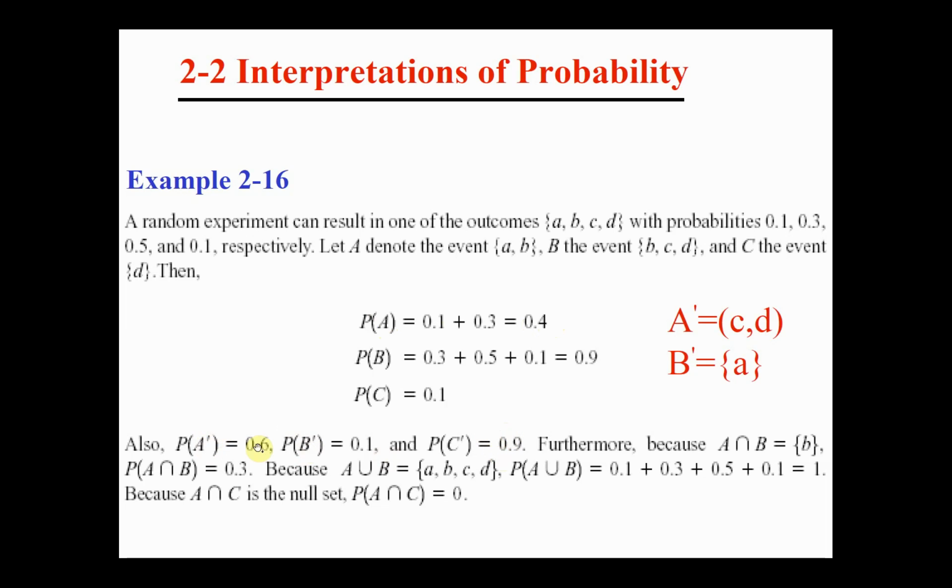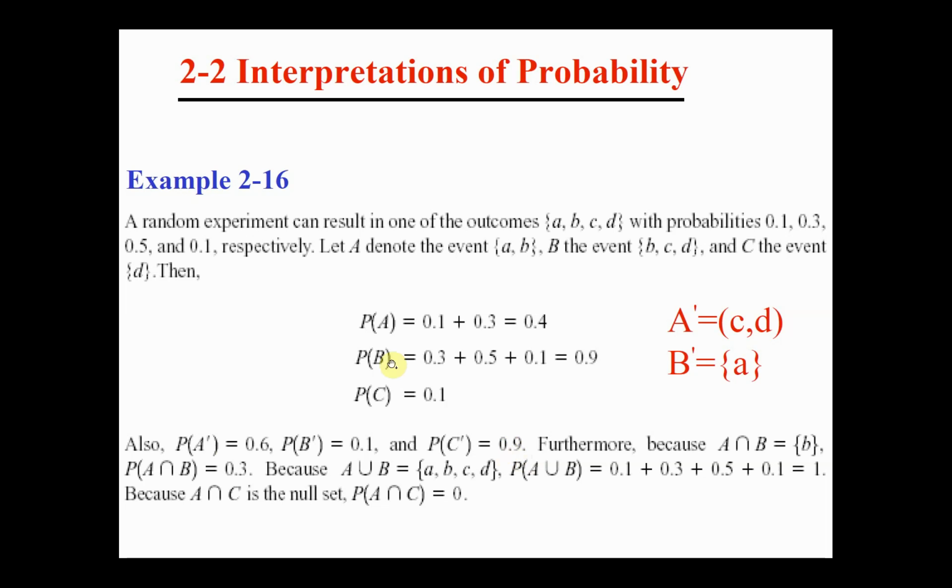0.4. What was the probability of A complement? 0.6. So basically 0.6 is 1 minus 0.4. Also 0.1 is 1 minus 0.9, and 0.9 is 1 minus 0.1. We obtained these values without having this in mind. But is this a coincidence?